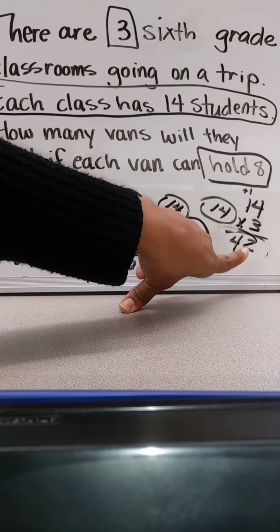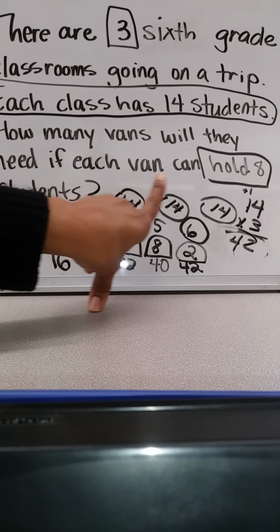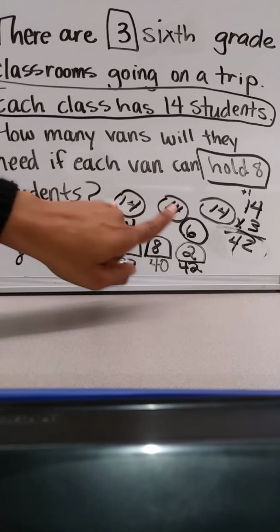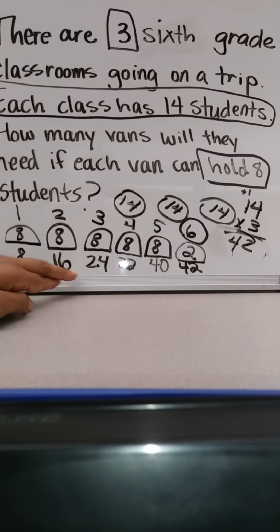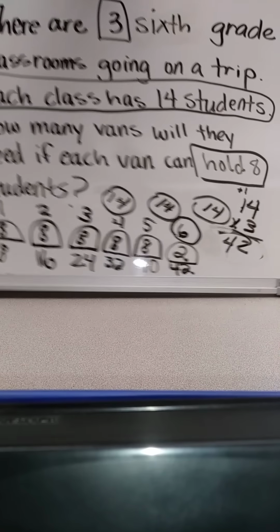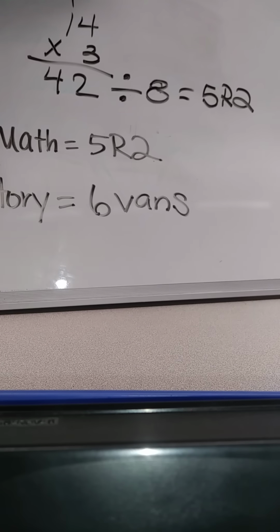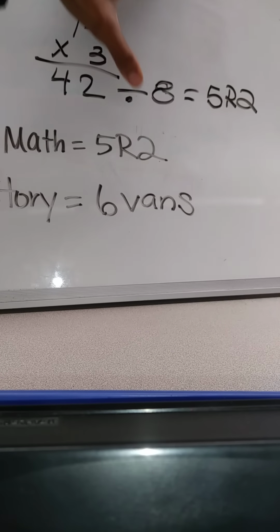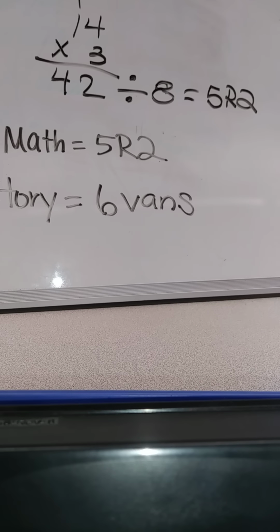Because if I said 42, how many vans will they need? 42 vans? No. So the first step we had to do is figure out how many kids are going on the field trip, 14 times 3, and then put those kids in the vans. And the other way you could have done that, 14 times 3, 42 divided by 8, 5 remainder 2, but that remainder 2 is kids, so just give another van. 6 vans.